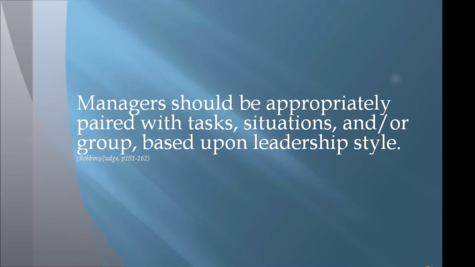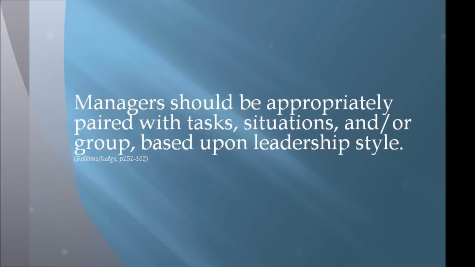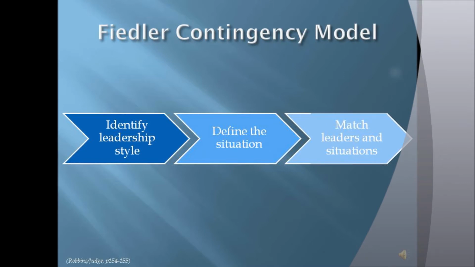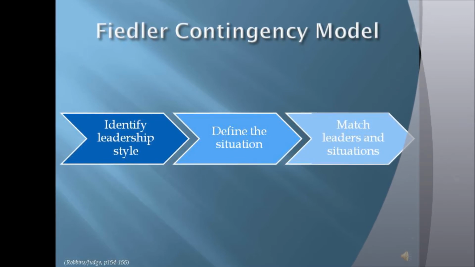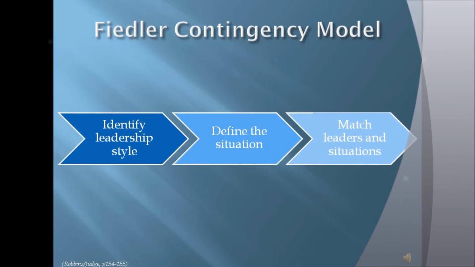But how do you go about matching managers appropriately? One method is to use the Fiedler contingency model. The first step in this model is to identify the employee leadership style. Most leaders either have a relationship-oriented or a task-oriented leadership style. Fiedler created the least preferred coworker, or the LPC questionnaire, to identify leadership styles.